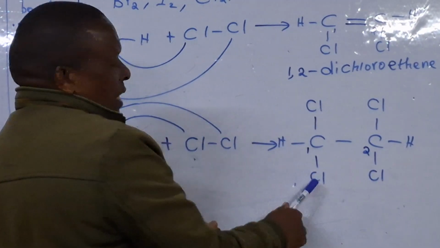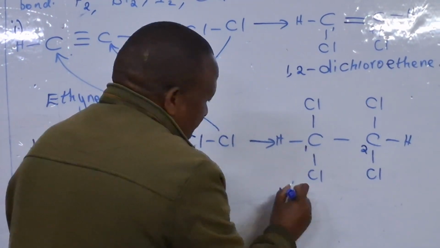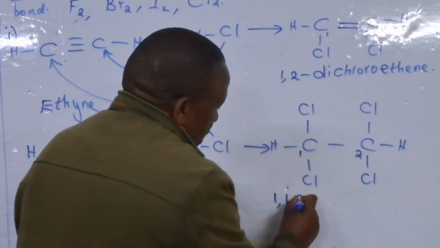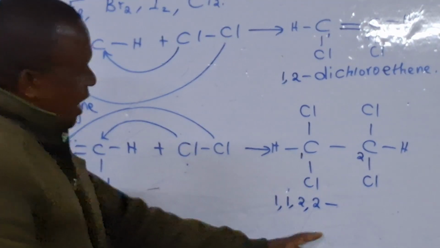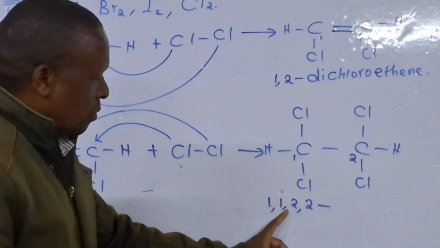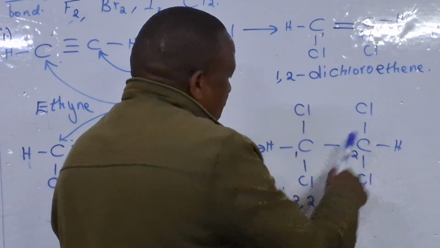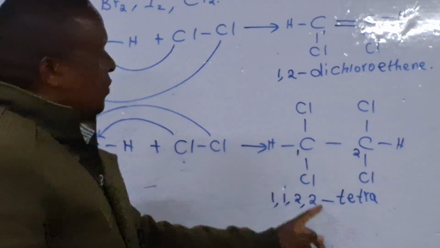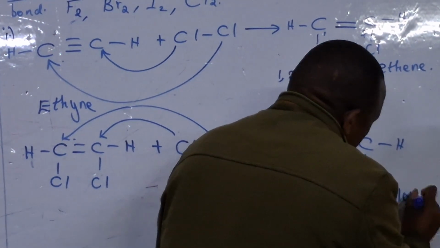In number 1, how many chlorines are you seeing? This one and this one. So you write 1 to this chlorine, and then another 1 to this other chlorine, comma, 2 to this chlorine, and then again 2 to this other chlorine. Separate the numbers with commas and then a hyphen. So 1, 1, 2, 2 hyphen. Now these are 4 chlorine atoms, so tetra. Tetra is a prefix for how many? 4. Chloro. Ethane.